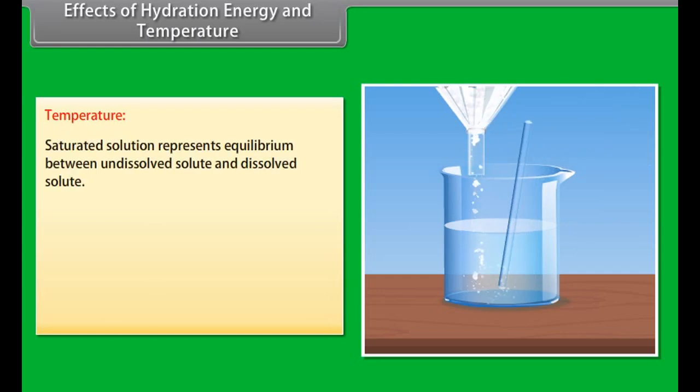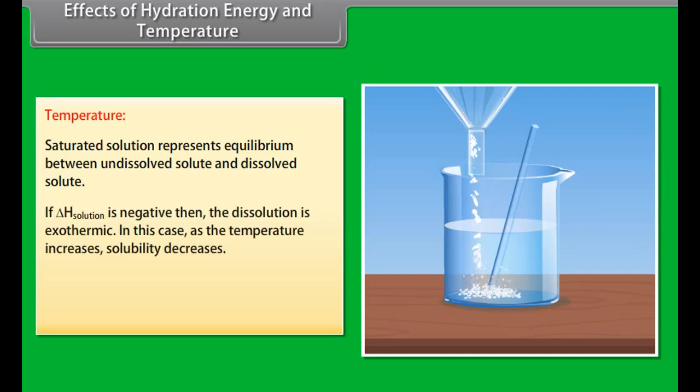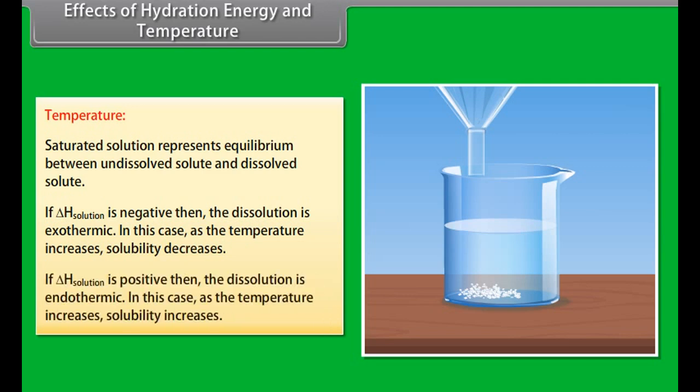Saturated solution represents equilibrium between undissolved solute and dissolved solute. If delta H of solution is negative, then the dissolution is exothermic. In this case, as the temperature increases, solubility decreases. If delta H of solution is positive, then the dissolution is endothermic. In this case, as the temperature increases, solubility increases.